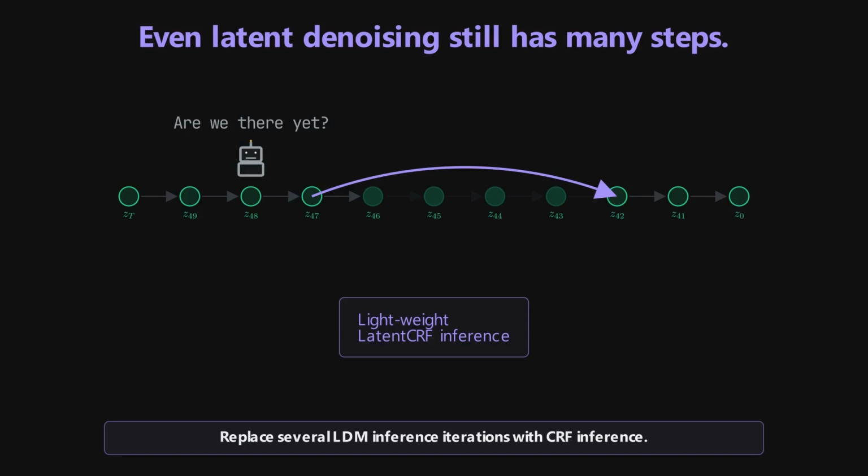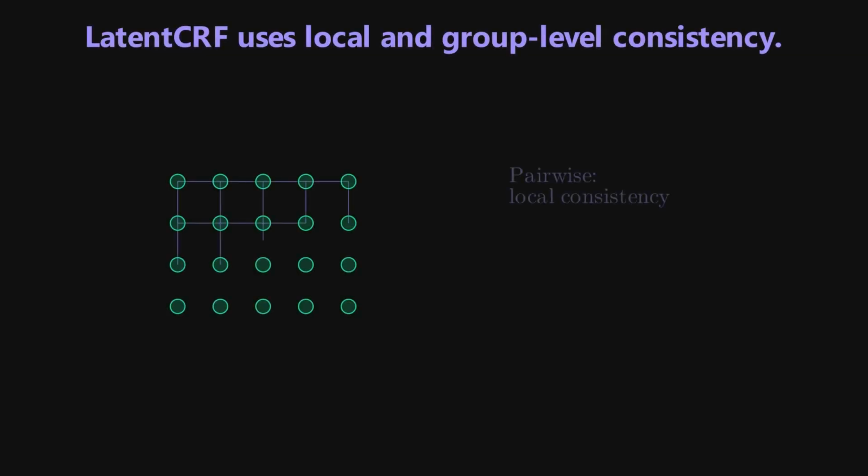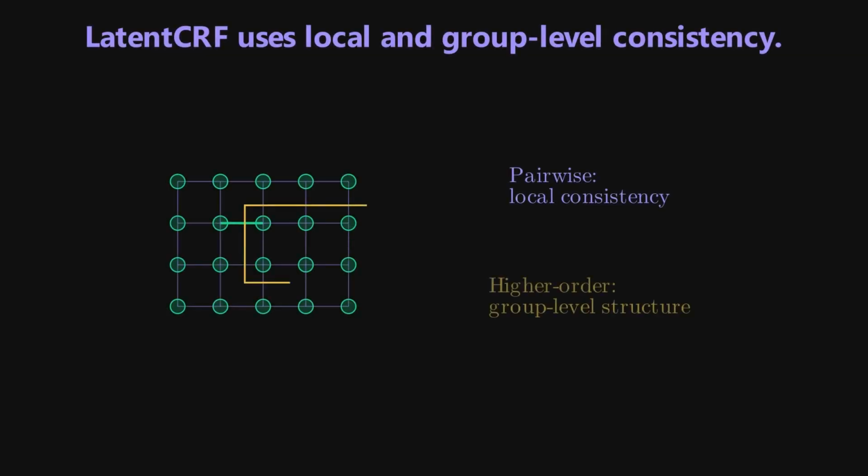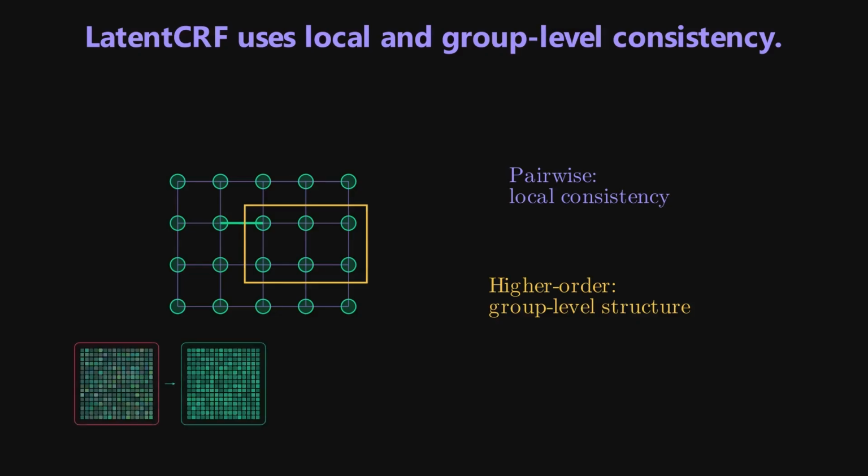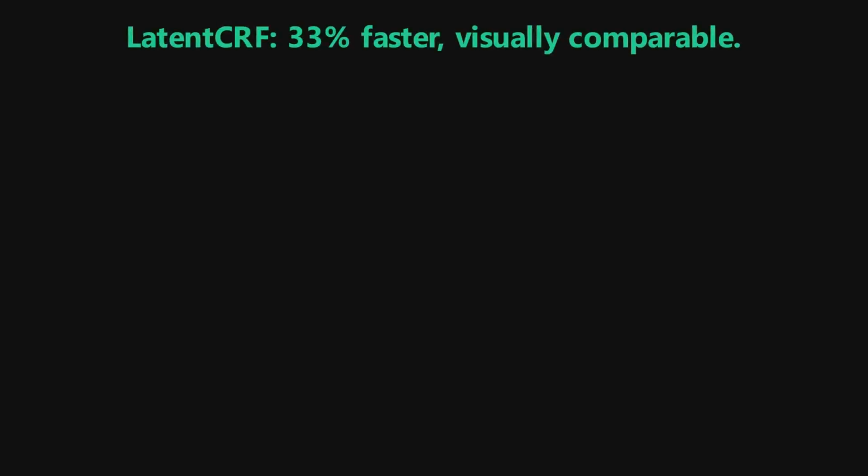The idea is to operate directly on latent vectors. These latent vectors are not independent. A latent vector should be compatible with its neighbors. And sometimes a whole group of latent vectors should work together to represent a larger structure. Pairwise interactions check local consistency. Do nearby latent vectors agree with each other? Higher-order interactions go beyond pairs. They ask whether a group of latents forms a coherent structure together.